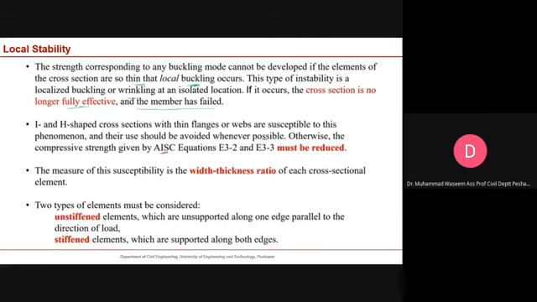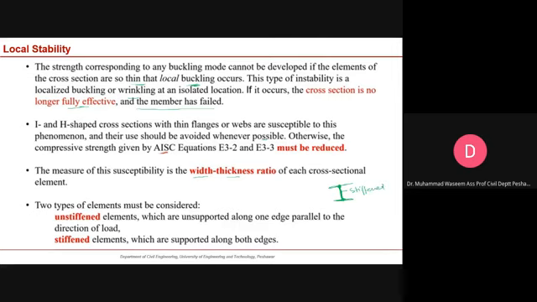Now how do we measure this local susceptibility? We just take the ratio of width to thickness of these cross sections, and we will see in a moment how we can do that. There are two types of elements in any cross section: stiffened elements and unstiffened elements. What are stiffened elements? Stiffened elements are those elements of the cross section which are supported at both ends. So this is a stiffened element.